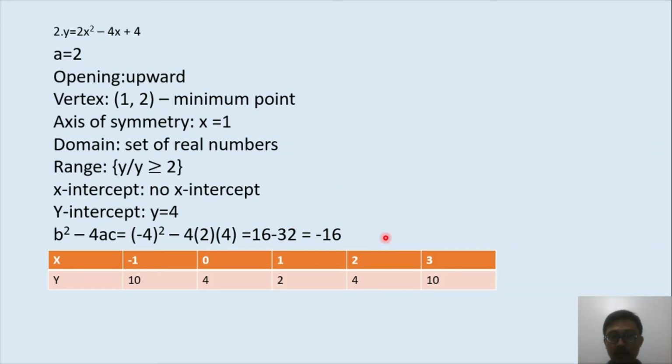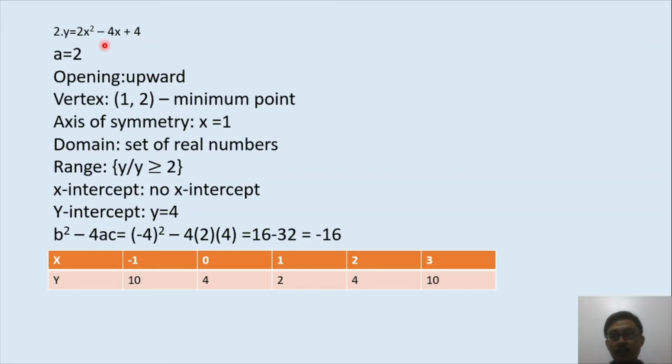Yan. So, sa 2, by substitute. Substitute natin yung value ng x dun sa ating equation. So, ang lalabas dyan is 4. Okay? Then, sa 3 naman, if x is 3, pwede naman natin i-check yan, no? So, ang value ng y is 10.